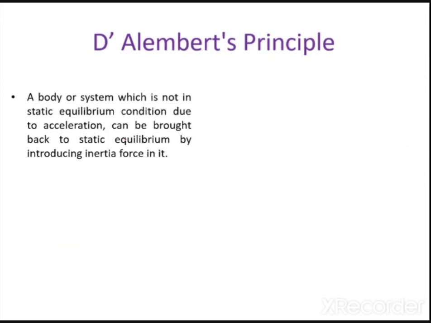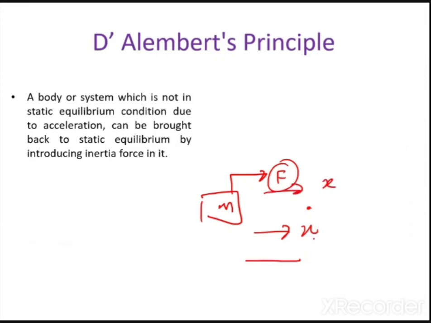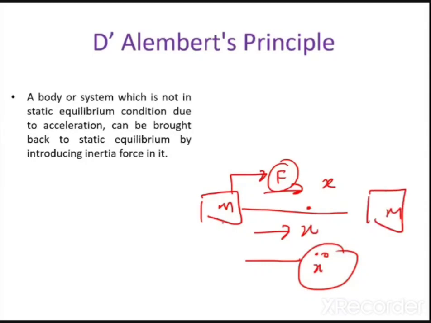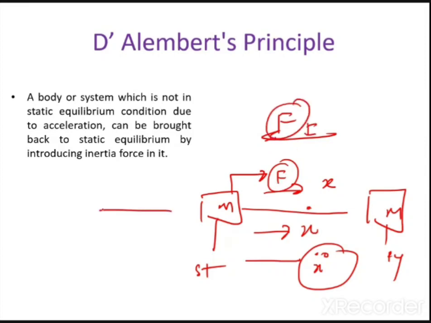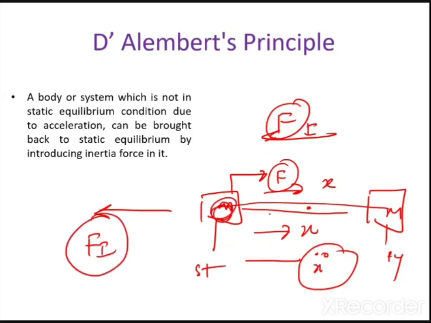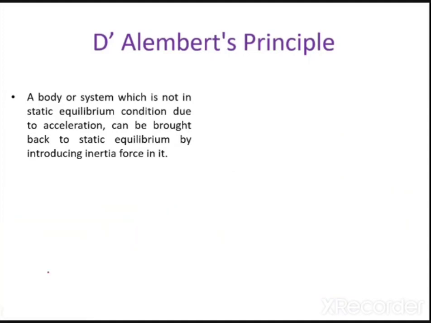Once again, look. A body or a system which is not in a static equilibrium condition due to the acceleration, means what? Let us say this is a mass m. Let us say I am applying a force F. Let x be the displacement, x dot the velocity, x double dot the acceleration. Due to the acceleration, mass m has displaced to a new position. This is the static condition, and this is the dynamic condition. Now the inertia force Fi will act equal and opposite, means it will try to bring this mass to its original position. So this is the statement of D'Alembert's principle.